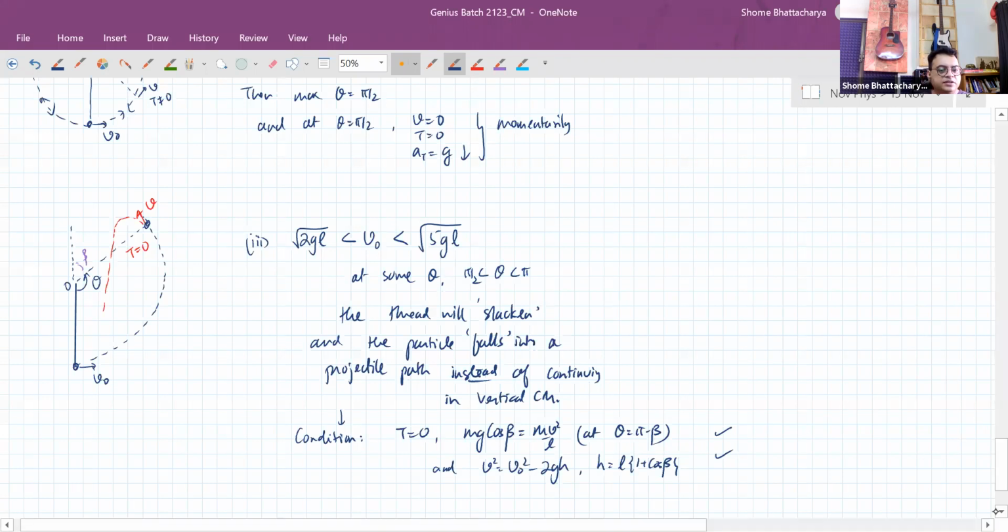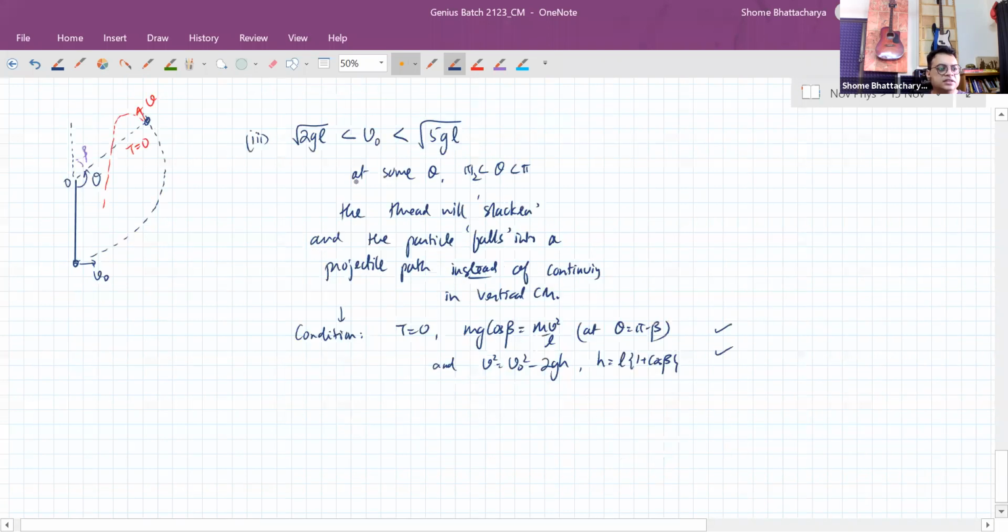So it's very imperative that you remember these cases numerically, the conditions on the cases, root 5 GL and root 2 GL, these two values, so that comparing with these two values for a given V naught at the lowest point, you know which category the actual motion is falling into: whether it's a completion of vertical circular motion, or a pendulum type motion, or this in-between case where it goes beyond 90 degrees but at some stage goes out of circular motion and falls into a projectile path.